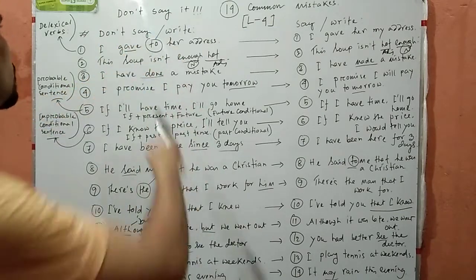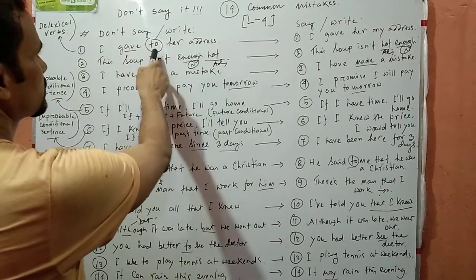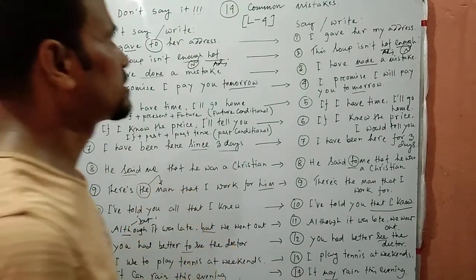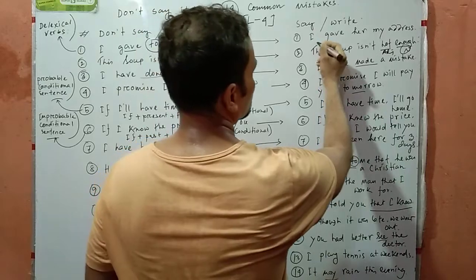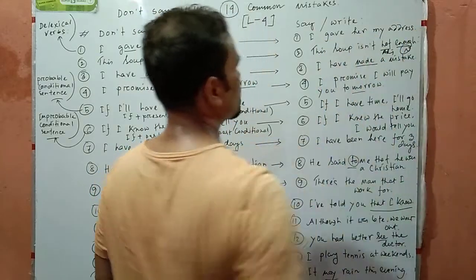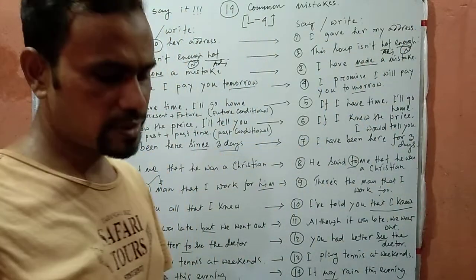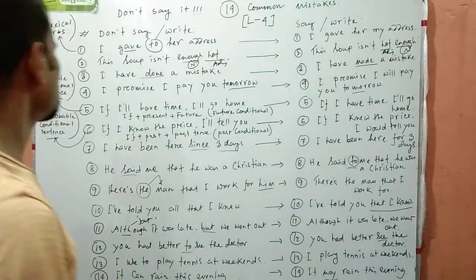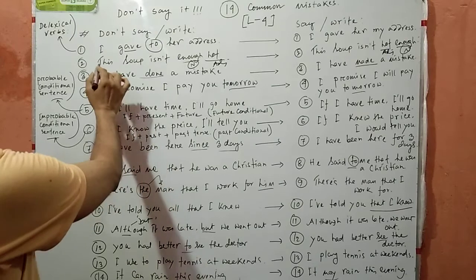So "I gave to her address" is not correct. The correct sentence is, I gave her my address. I gave her my address. This sentence is correct. So next sentence.